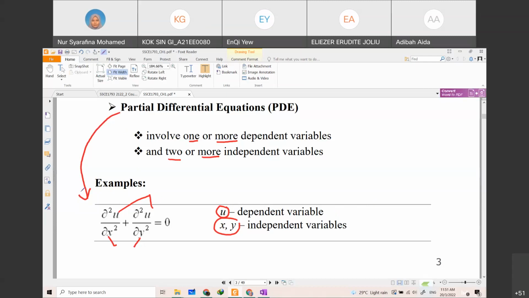So as you can see, there is a difference. You have to differentiate between ordinary and partial differential equations. The difference is about the independent variables: how many independent variables are there in the differential equation determines whether it is ordinary or partial. Is there anyone who has a question? Very easy, right?